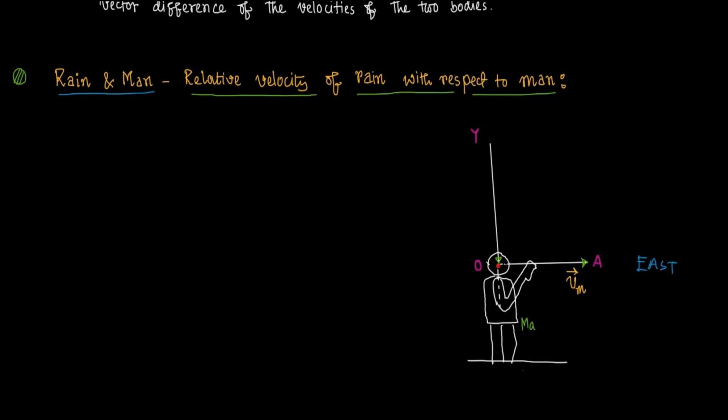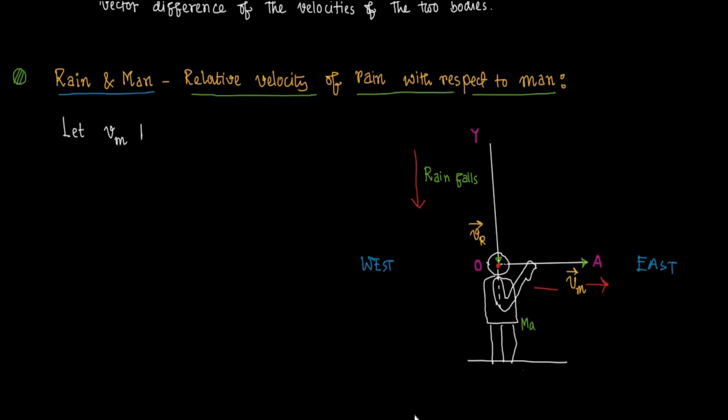Again, we can explain in what way rain will appear to fall with the relative velocity Vr. Here, the man is walking east with the velocity Vm, and rain falls vertically downwards with the velocity Vr. And we have denoted east and west direction. Man is walking east, and rain falls vertically downwards with the velocity Vr.